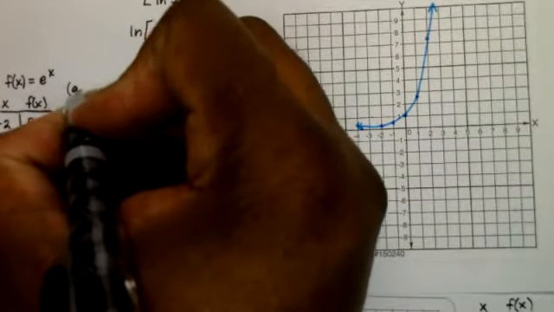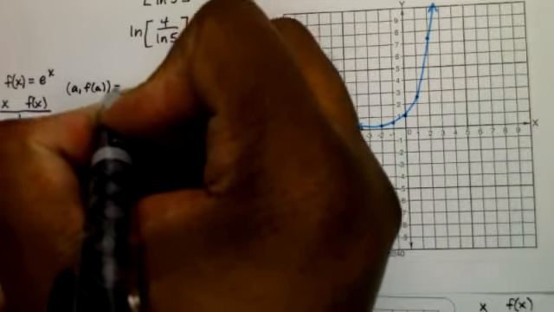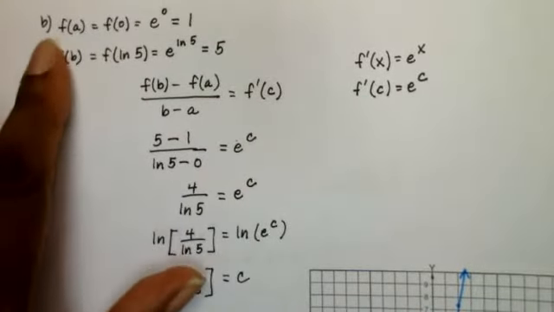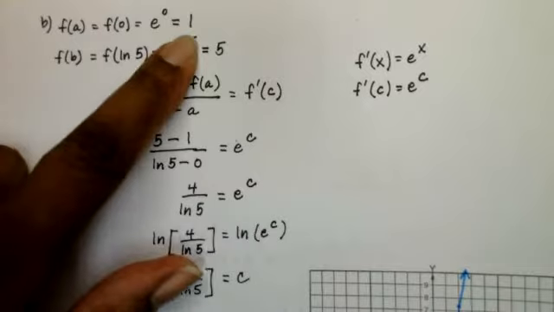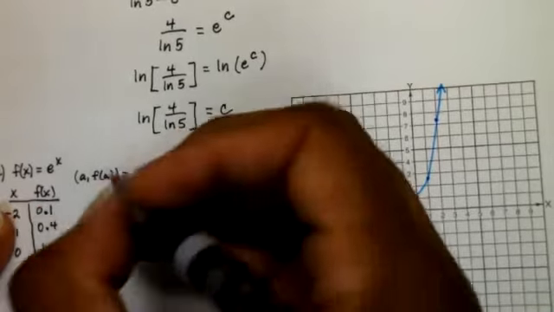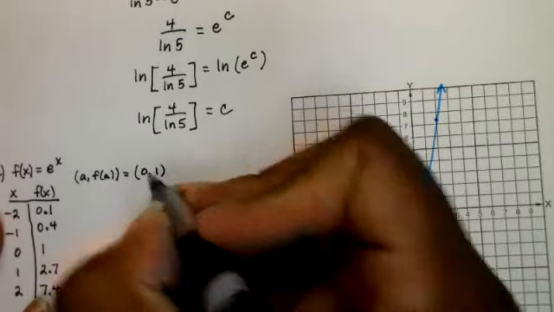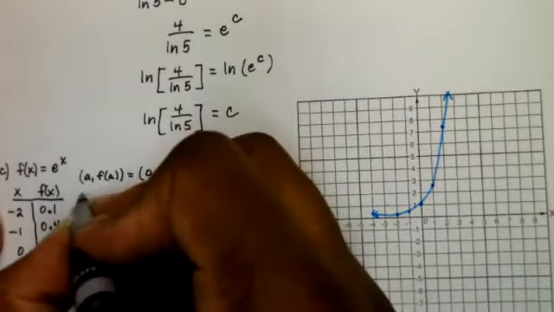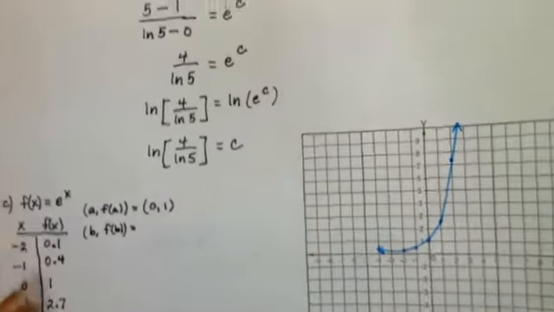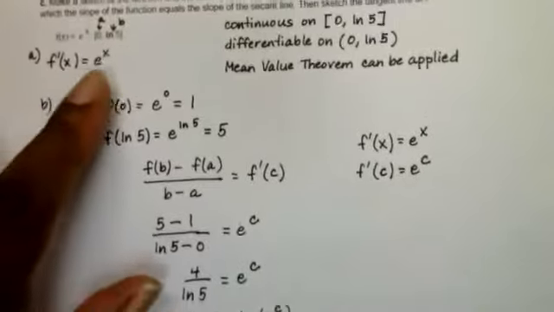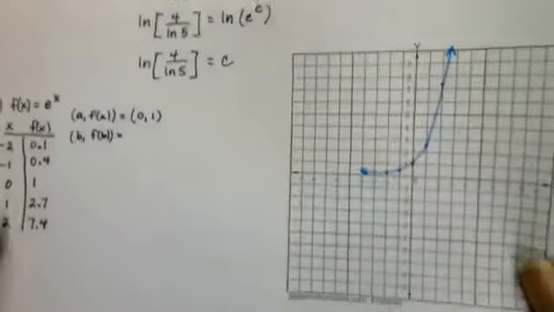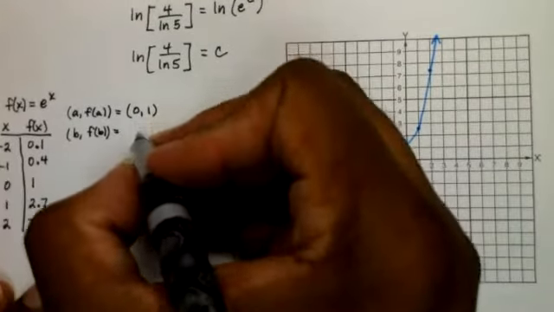Okay, so let's find out what A, f of A was. This is from part B. A was 0, so f of A ended up being 1 when I substituted into e to the x. So that ordered pair is 0, 1. And then I need my B, f of B. For f of B, the B was ln of 5, so f of B came out to be 5. So my ordered pair for that would be ln of 5 and 5.